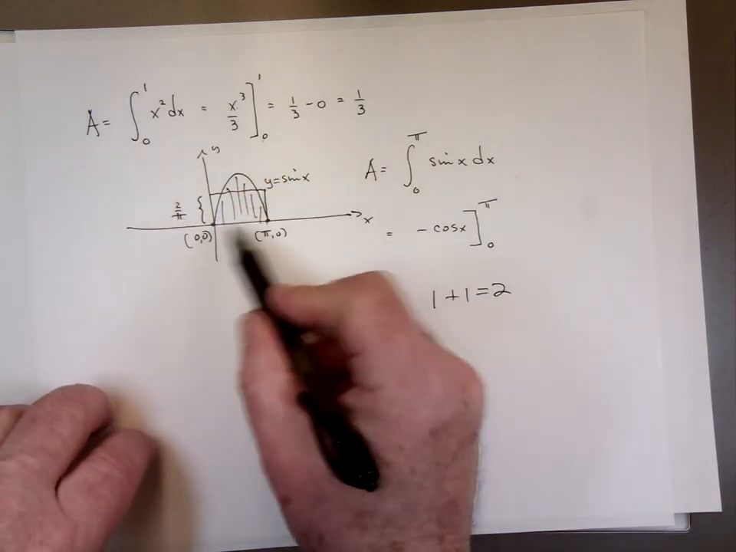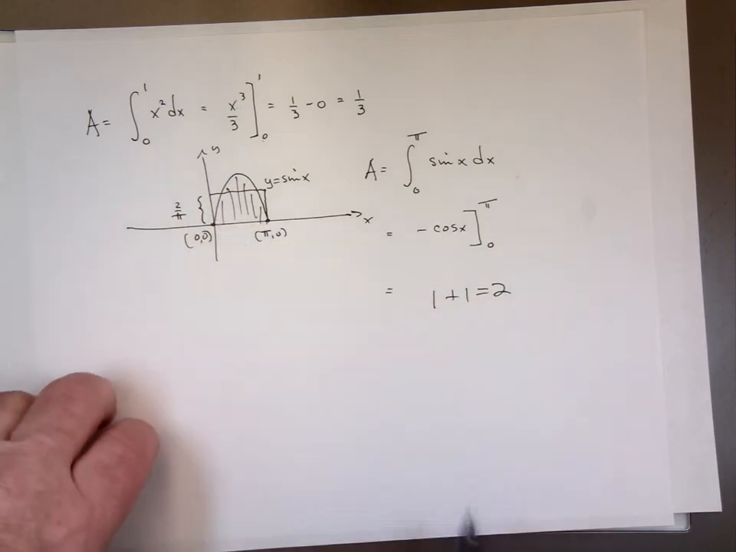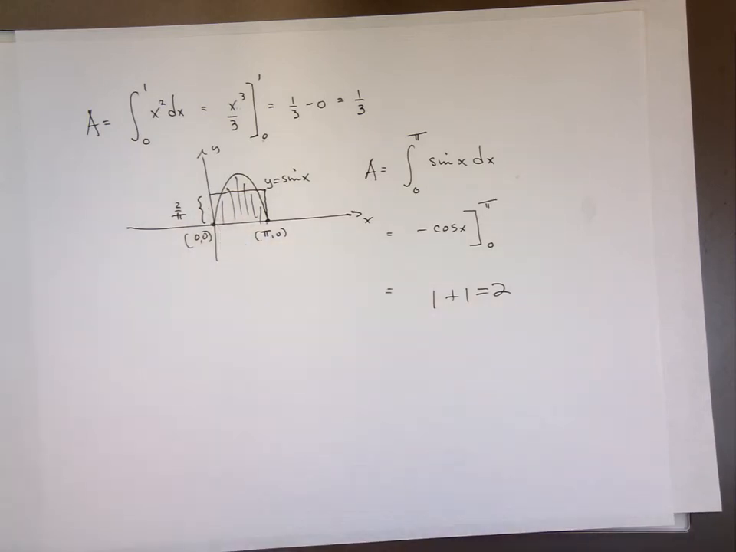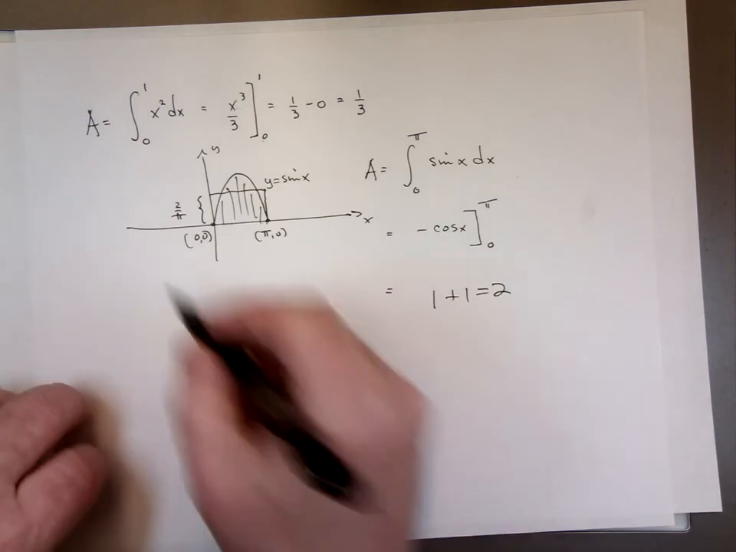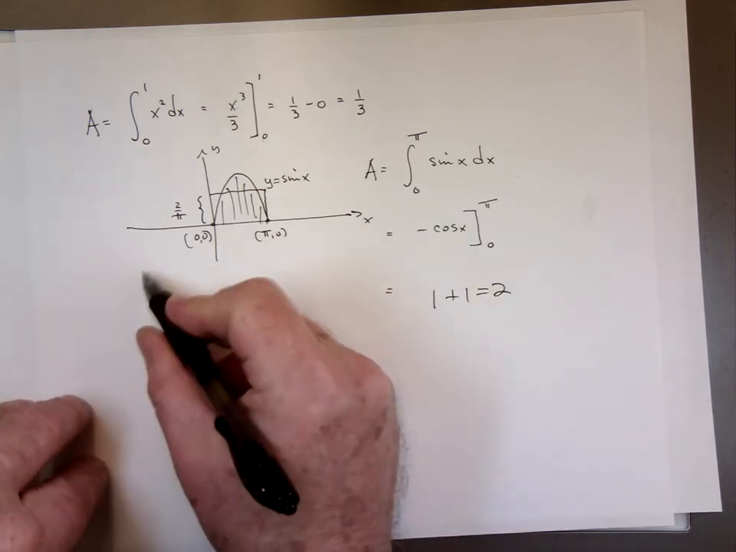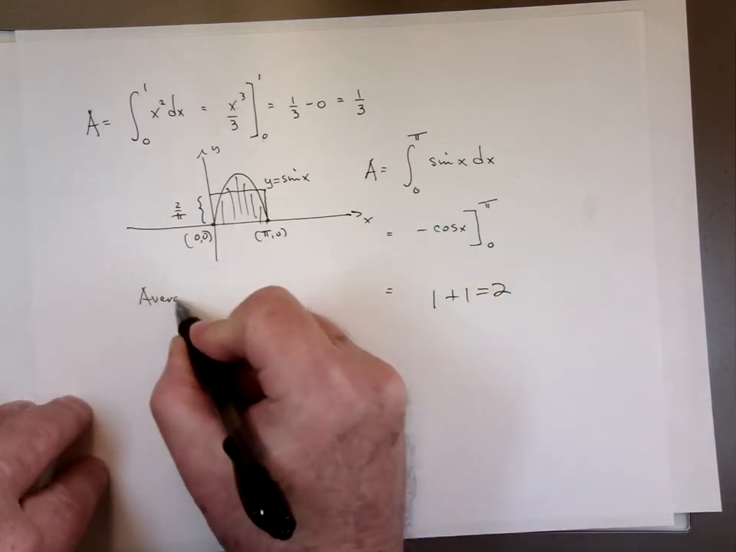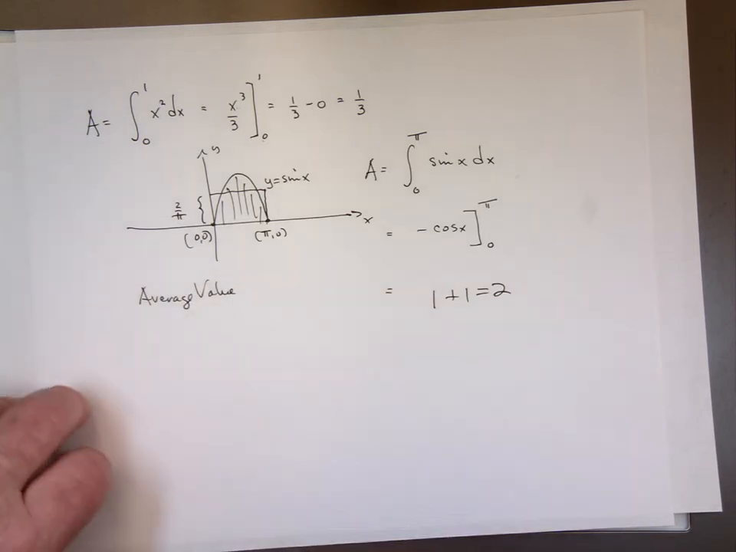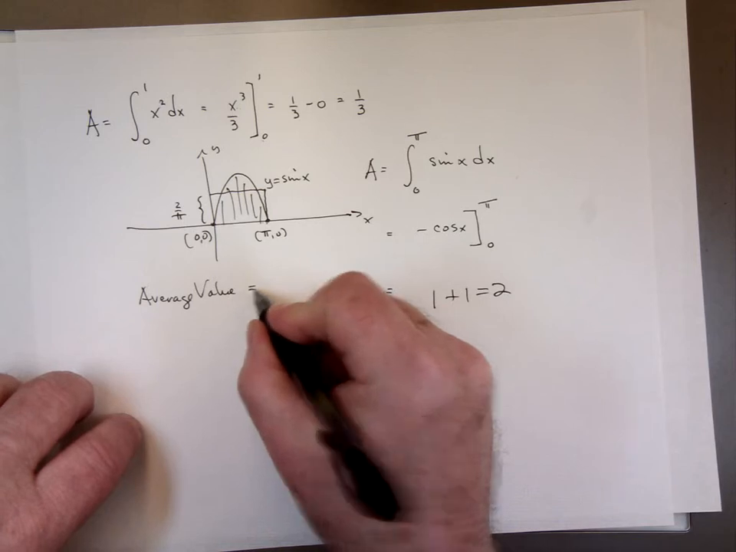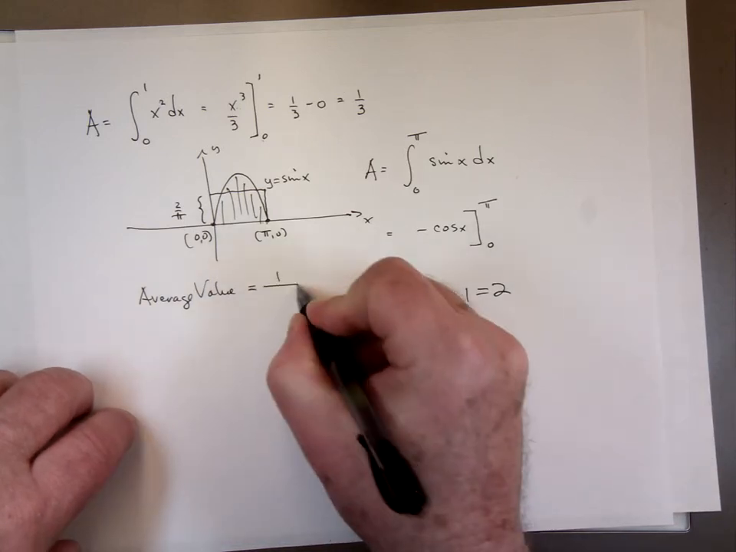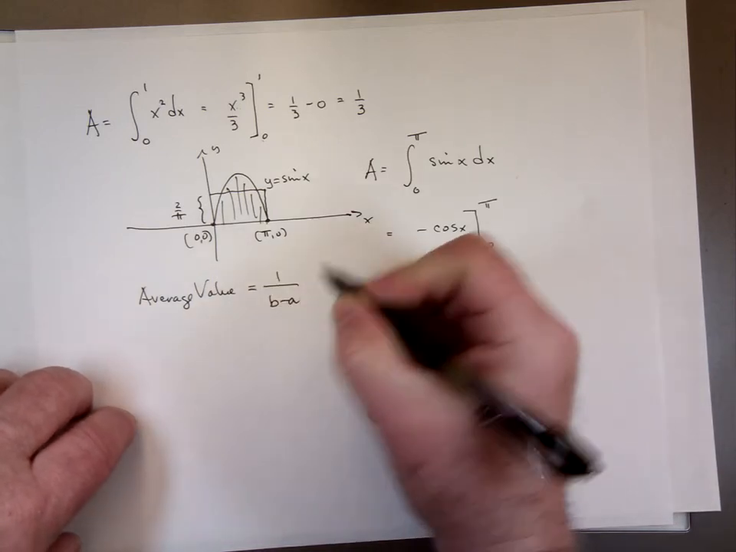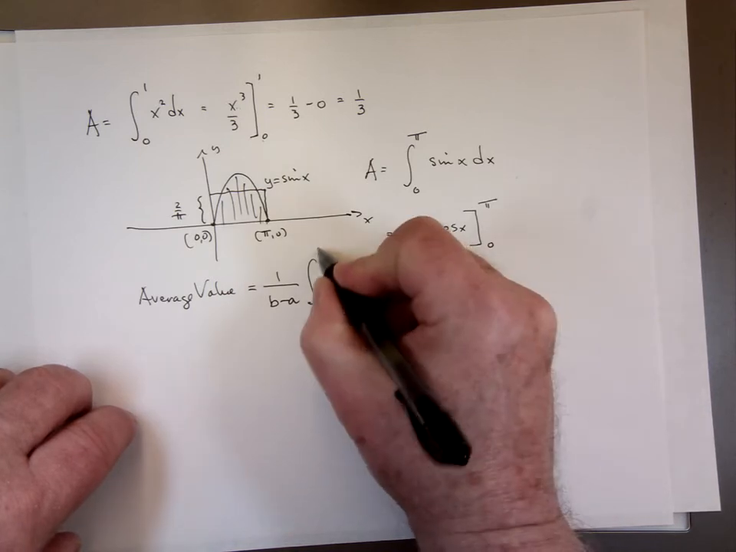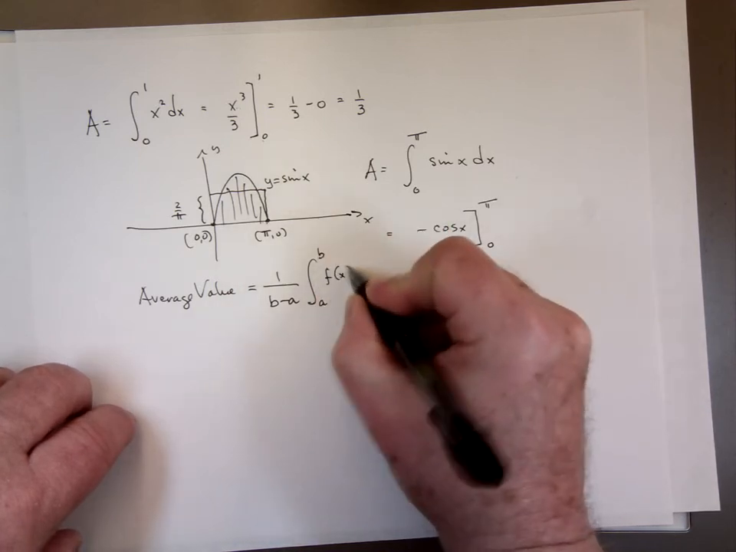That 2 over pi, by the way, is called the average value of that function. Well, we can do that while we're here. The average value of a function is equal to 1 over b minus a times the integral from a to b of the function. Okay. Let's just check that out.